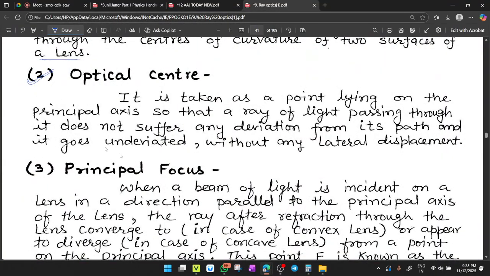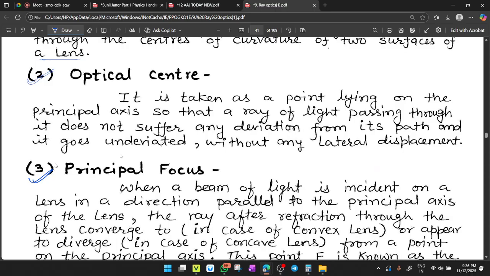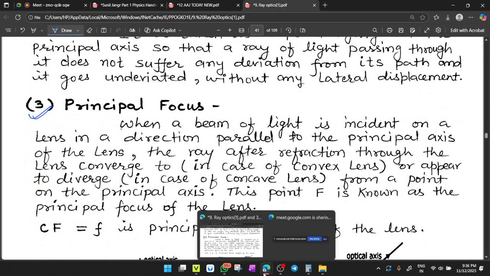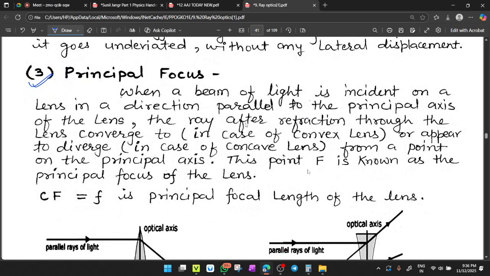Next, it is very important: principal axis, principal focus. This definition is very important, students. Try to understand the concept of principal focus. When a beam of light is incident on a lens in a direction parallel to the principal axis of the lens, the rays after refraction through the lens converge in the case of a convex lens, or appear to diverge in the case of a concave lens, from a point on the principal axis. This point F is known as the principal focus of the lens.